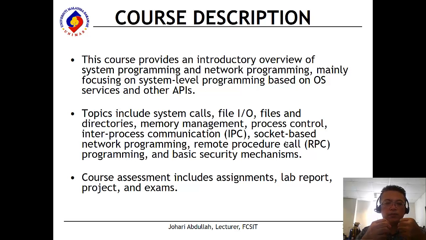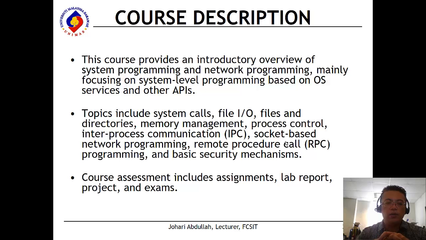So system programming, basically what this course provides is a high level system programming and network programming. It used to be focused on network programming since we offered only to network students, but now we have both software engineering and network students taking this subject. So we have reduced the network programming part to only one section towards the end of the course. And what we focus on now is system level programming as compared to the high level application level programming that we did for your ITP in first year.